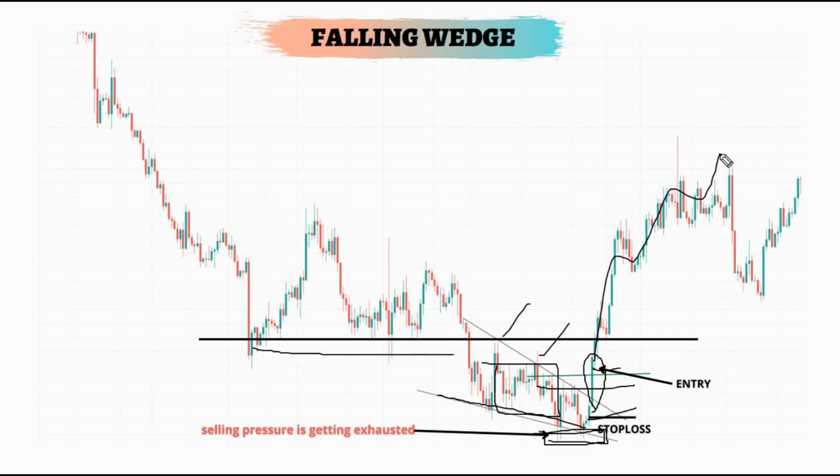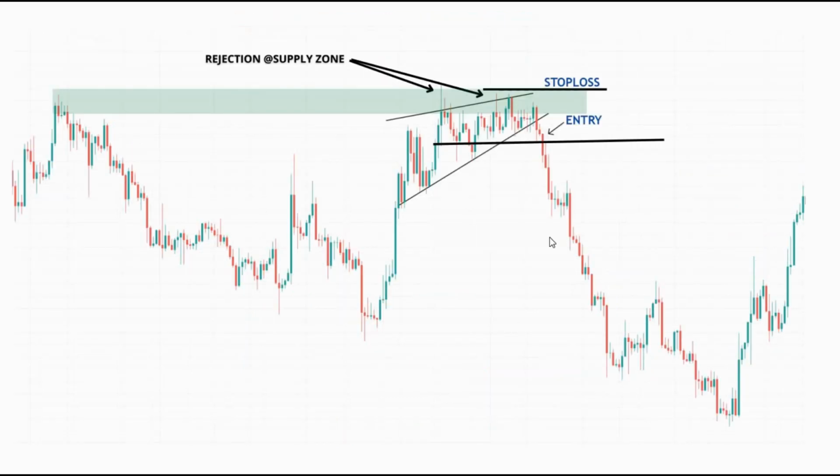So you should combine multiple factors and then place an entry in the markets. This will certainly improve your accuracy and also your risk to reward. See the next example.